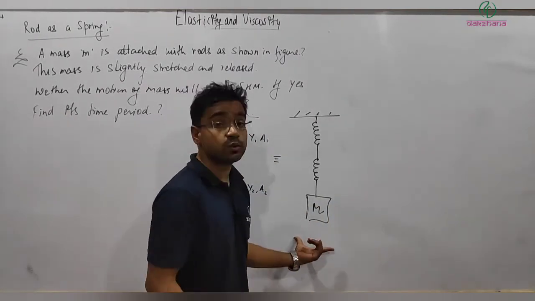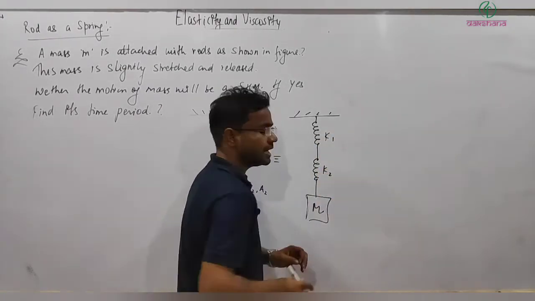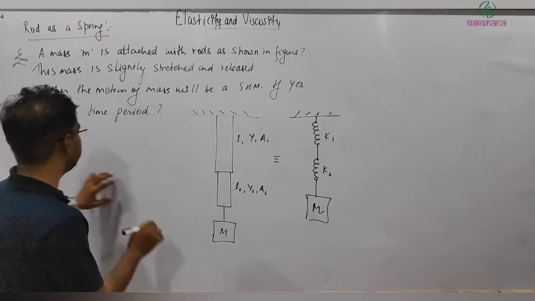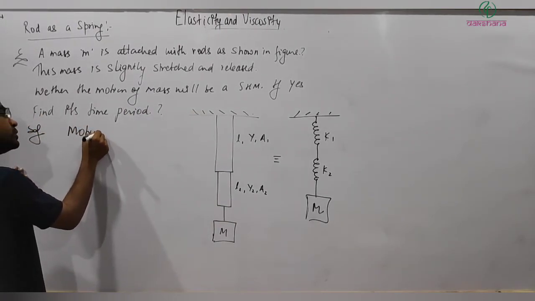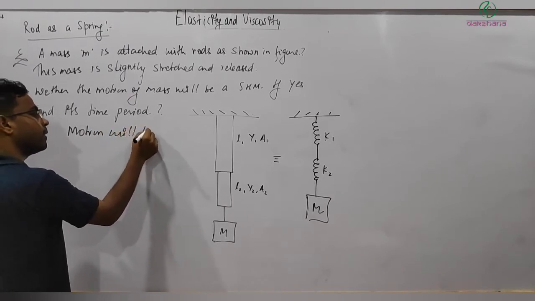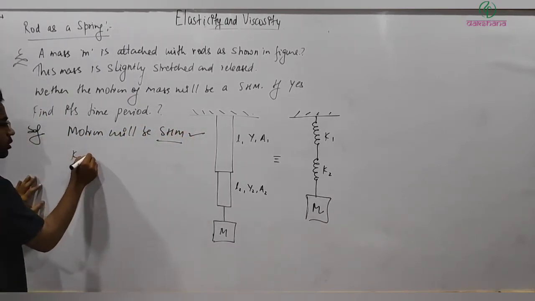So now next comes what is the time period. For that we can easily get it by just calculating K equivalent. So what is K1? Let's see. Motion will be SHM, right? Correct.